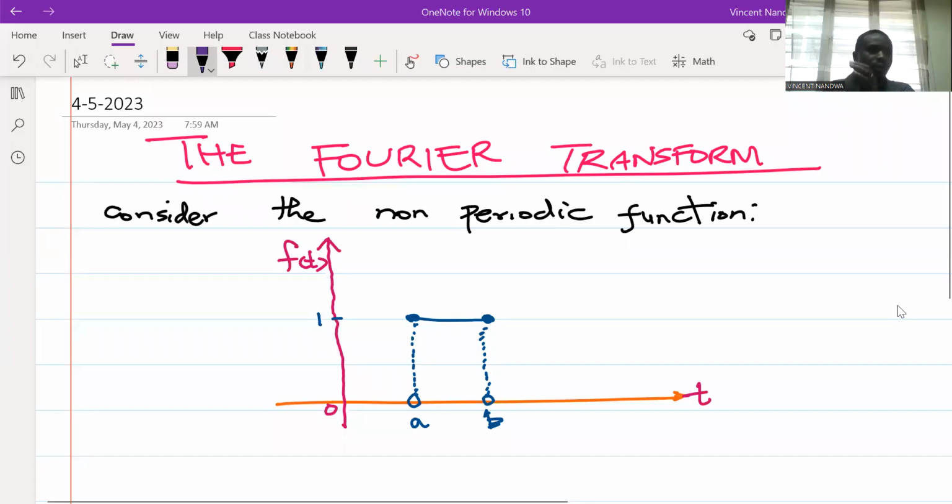So welcome back. Today we are going to discuss the Fourier transform. If you remember from our previous discussion on Fourier series, we say that if we have a periodic function, then the function can always be expressed in terms of a linear combination of the sine and cosine waveforms.